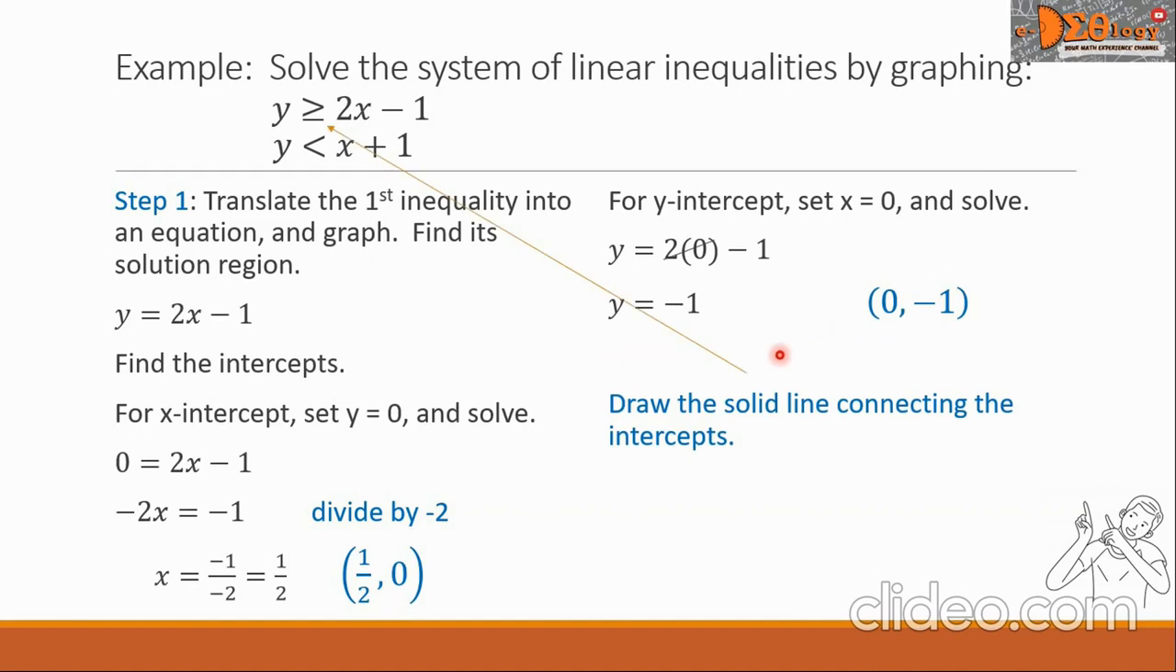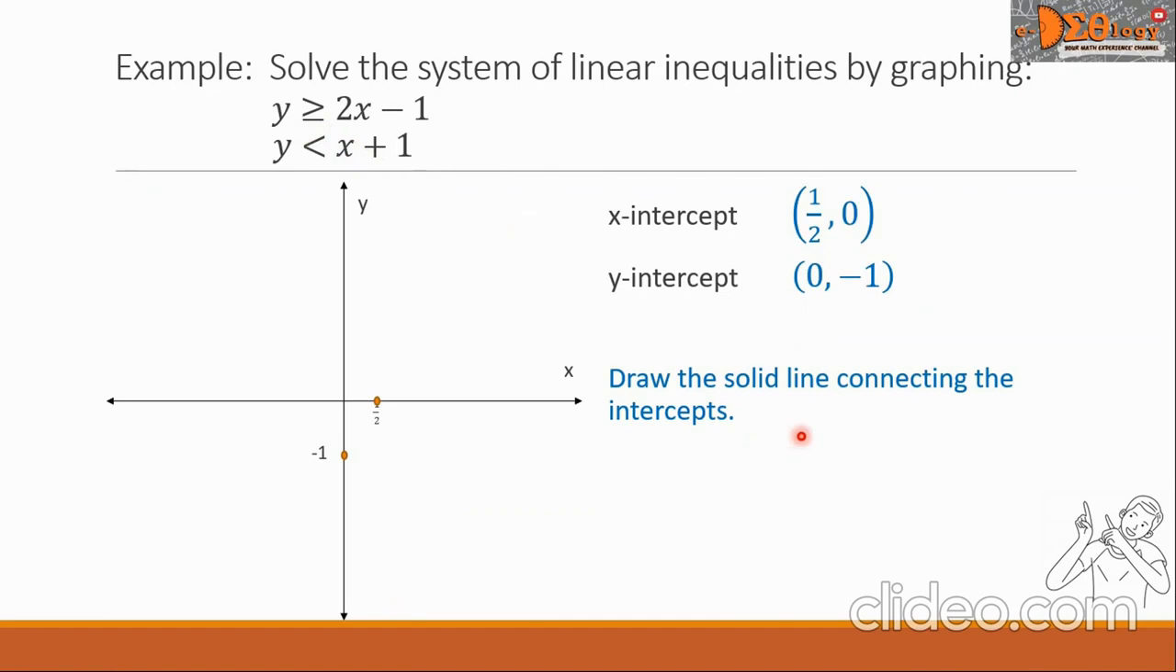Now, let us draw the solid line connecting the intercepts. Take note, our inequality sign here is greater than or equal, so we will have a solid line. First, let us draw our x and y axis, and then our intercepts. The x-intercept is (1/2, 0), and the point is here, while the y-intercept is (0, negative 1), and the point is here. Connecting the two points by a line, we have this line now.